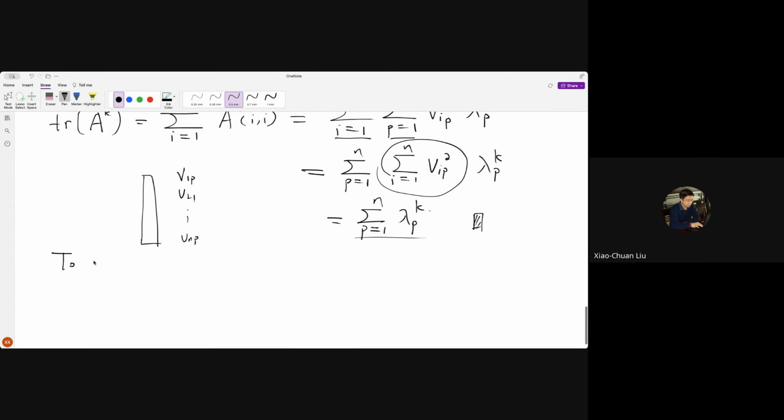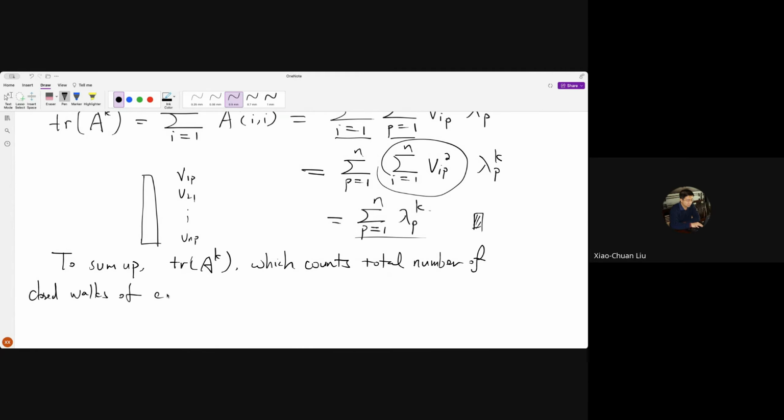To sum up, the trace of A to the power of K, which counts the total number of closed walks of edge length K, is equal to the sum of all the eigenvalues to the power of K.